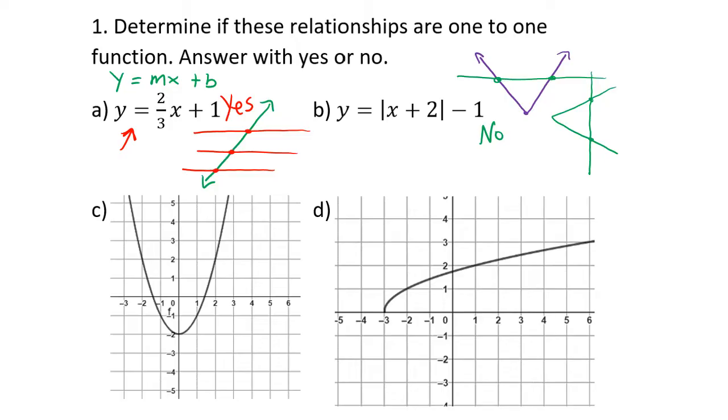So, part C, I draw a horizontal line. I hit it here and here. That's two places. That means its inverse is not a function. Therefore, this is not a one-to-one. So, no. Then we have part D.